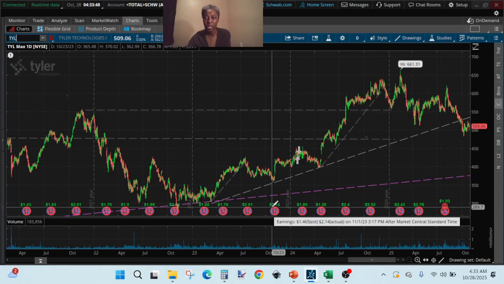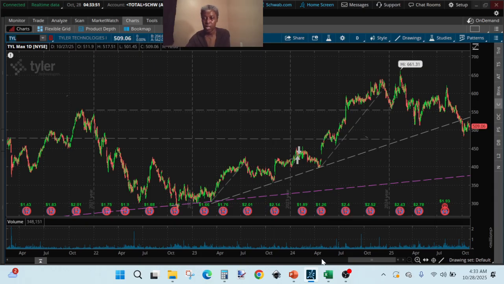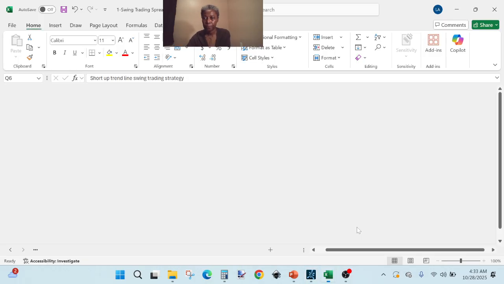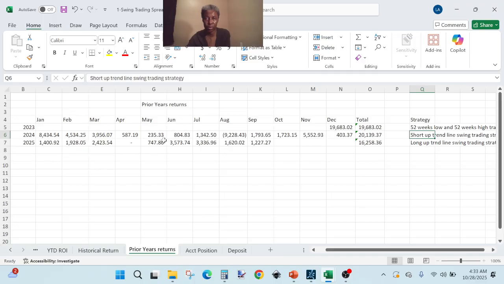And that is swing trading, and that is how it works. So we have our swing trading record here, and in 2023 we used the 52 weeks low and 52 weeks high trading strategy to swing trade dividend stocks. In 2024 we swing traded using the short option and swing trading strategy, and in 2025 we are using the long option and swing trading strategy.